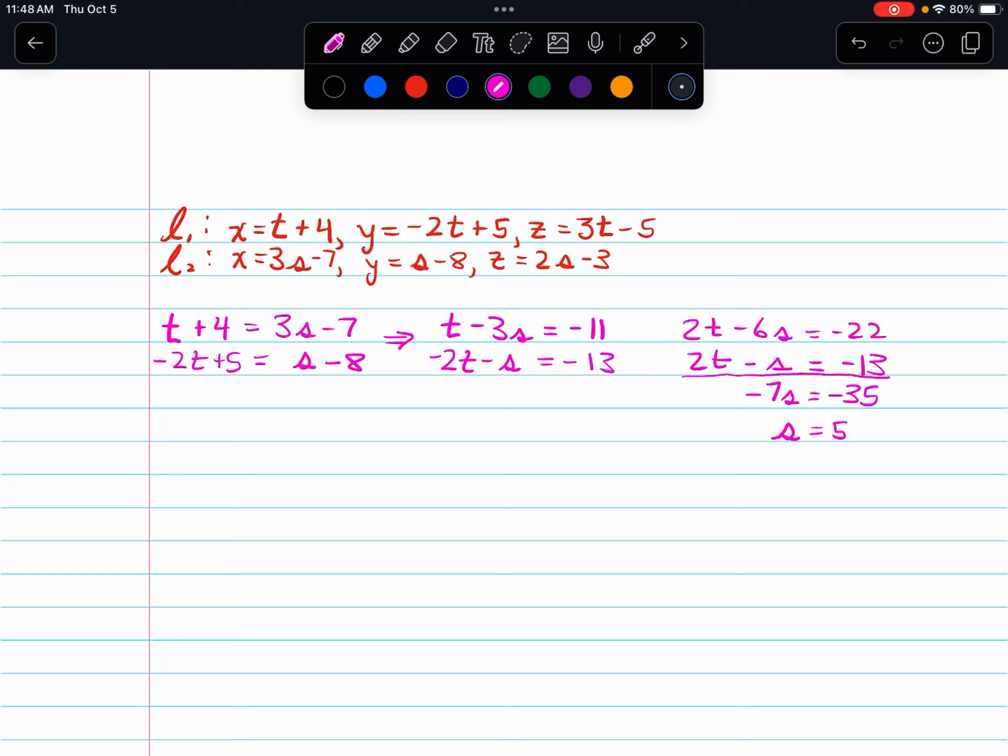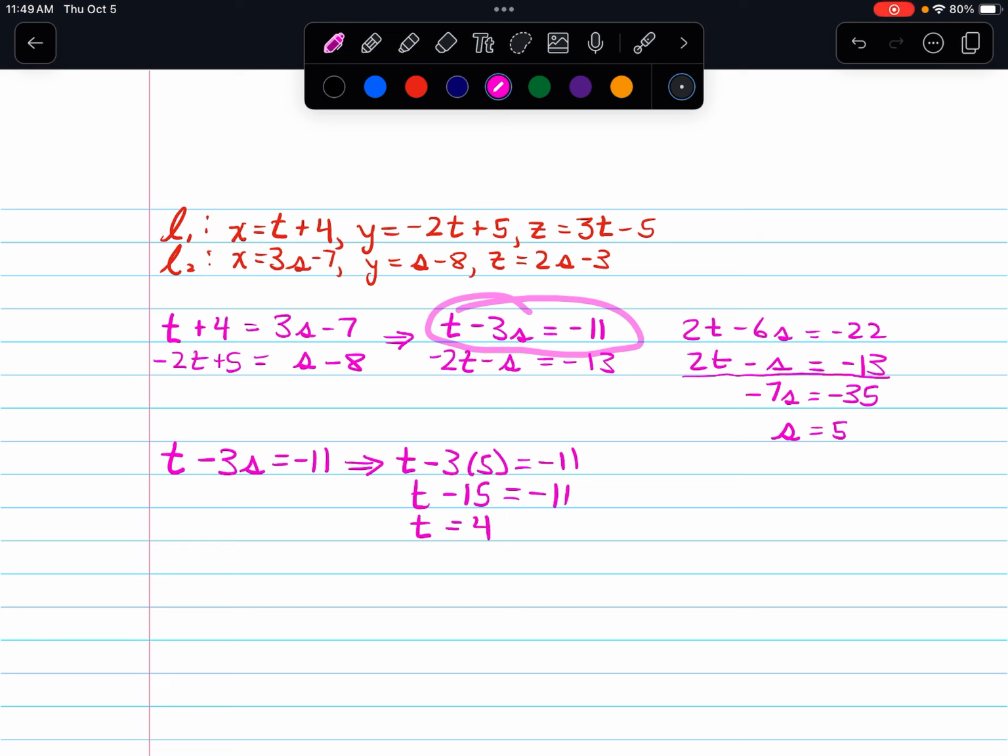Now, as far as T, I can go back any place I have S and T together and find out the T. So I have T minus 3S equals negative 11, and I got that from right here. What I want to do is put in the 5 for S and solve this. So I've got T minus 15 equals negative 11. Add 15 to both sides, and I get T is equal to 4. So it looks like when T is equal to 4 and S is equal to 5, the X's and the Y's for line 1 and 2 are the same.